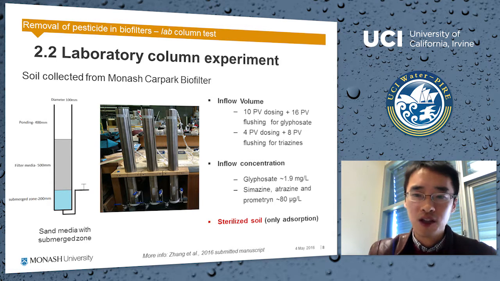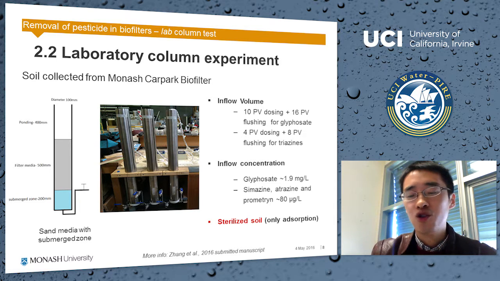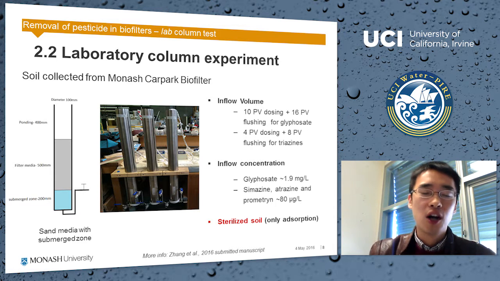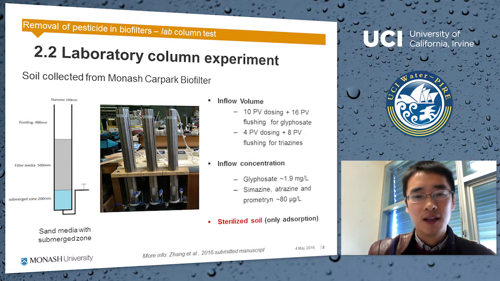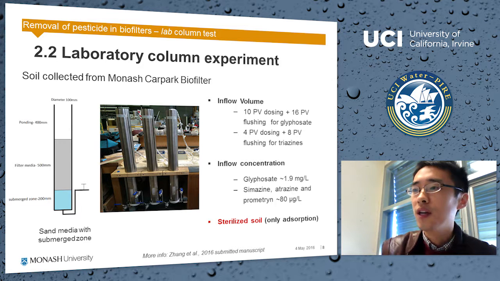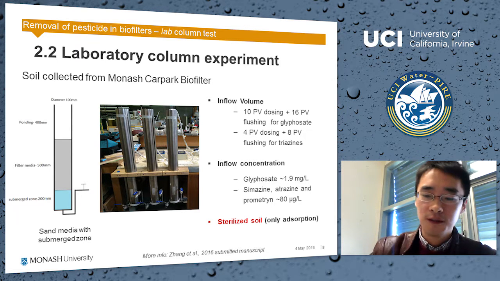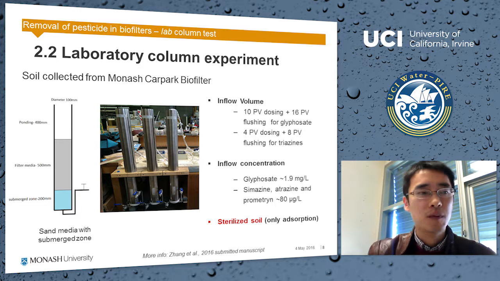So for this one, because glyphosate has a much higher adsorption potential than the triazines, we dose more volumes and also use more volumes to flush the column. And the inflow concentrations were close to the field challenge experiment. Here, the soils collected from the field were sterilized. So in this laboratory column experiment, we were only studying the adsorption process, and the adsorption process will be the main process during the wet period.